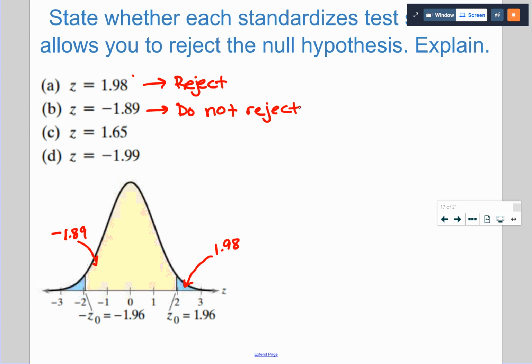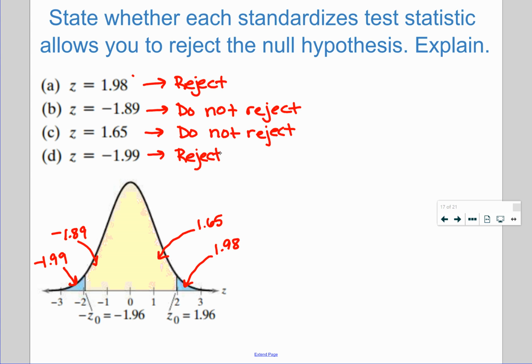What about 1.65? Is that in the blue regions? Nope. It's below my upper z value there. It's going to be in there somewhere. So we do not reject. And then negative 1.99. Yep, that's in the lower rejection region, down there somewhere. So if I get a value like that, I would reject the null hypothesis.